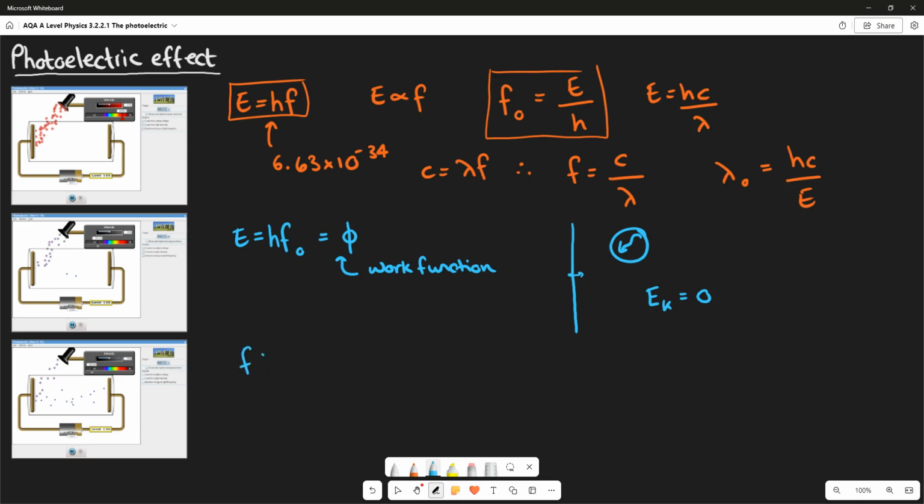frequency of the light is greater than the threshold frequency. And that means that the energy that's absorbed is greater than the work function. The energy that's absorbed is equal to the frequency of the light, and in this situation the frequency of the light is bigger than the threshold. So the energy is bigger than the work function.